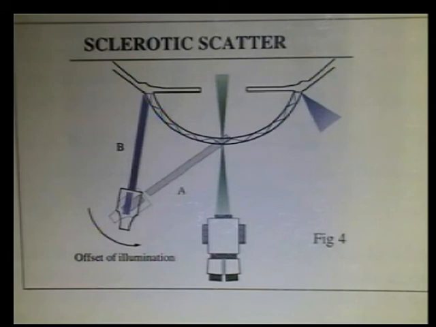Another illumination that I think is very helpful, and I like to use it as my initial screening illumination when I look at the cornea, is sclerotic scatter. For this, you can either turn the light or simply move the light, but the light has to hit the temporal limbus. This is the one illumination where you don't even need the microscope. You can just swing that out of the way.